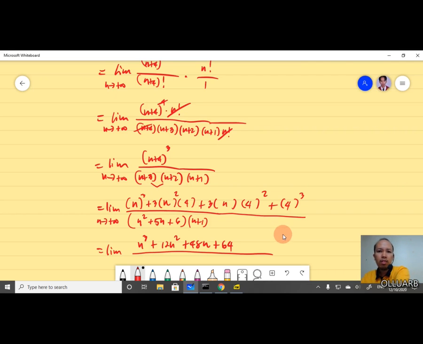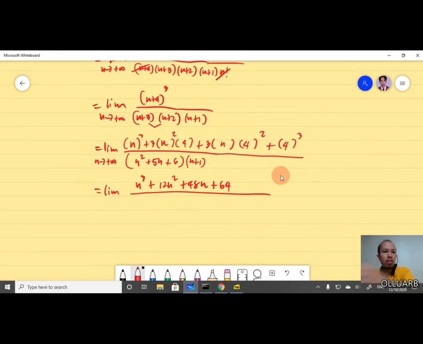So let's see, in the denominator we have n squared times n plus n squared, plus 5n squared, 5n squared plus 5n, then 6n plus 6, as n approaches positive infinity.